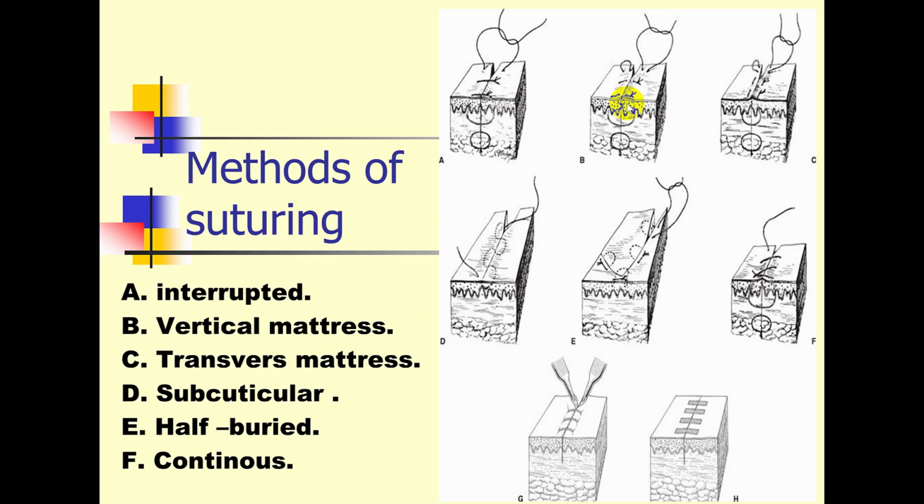The other way is the vertical interrupted mattress. In the vertical interrupted mattress, I pass through the edges of the wound, and then I do my knots. This is required especially in the elderly, because as I told you, in the elderly the skin is lax and loses elasticity, which makes approximation of the tissue difficult.